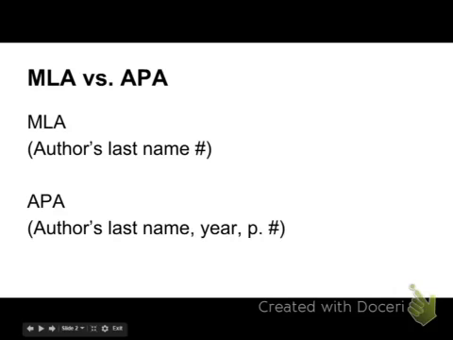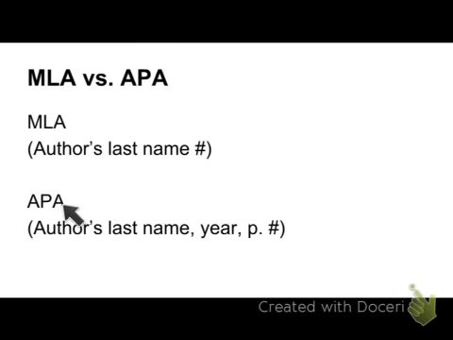What you see here is the standard MLA citation format where you just have the author's last name and then a space and then a number, which would indicate the page number. In APA, you have the author's last name, a comma, space, year, comma, space, the letter P to indicate page, or PP if it's multiple pages, a period, a space, and then the actual number.